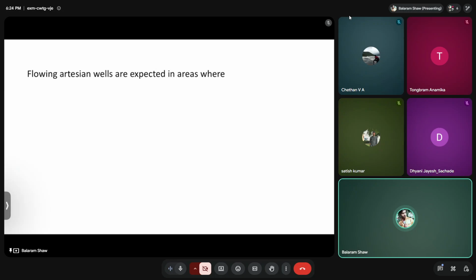Flowing artesian wells are expected in areas where: A, the water table is very close to the land surface; B, the aquifer is confined; C, the elevation of the piezometric headline is above the elevation of the ground surface; and D, the rainfall is intense. Any guesses?